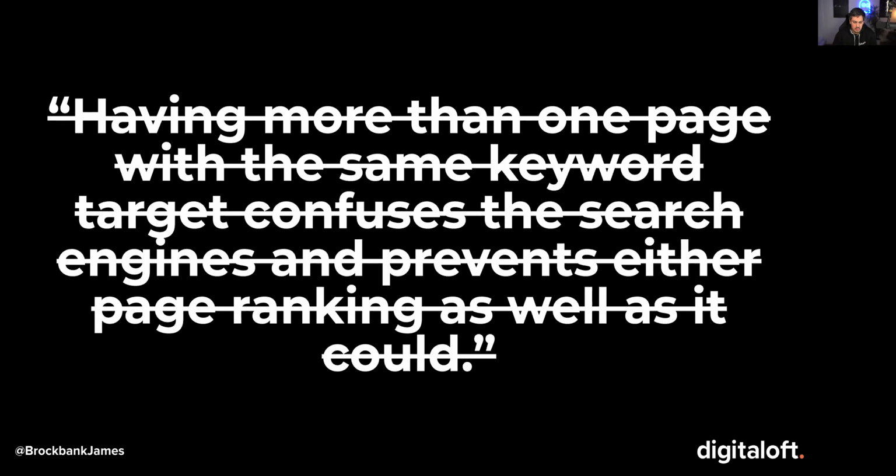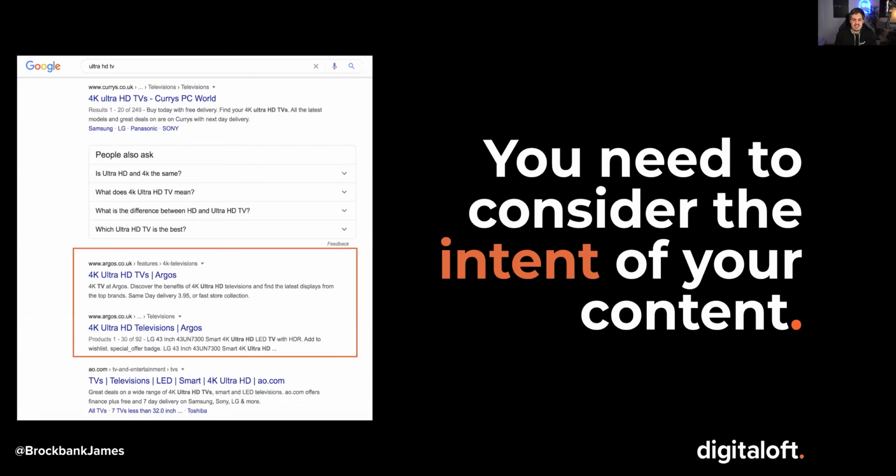So, what is it? Where do we start? Well, you need to consider the intent of your content, and that's where you need to start looking for keyword cannibalization issues. To give an example of this, let's look at the UK SERPs for Ultra HD TV. Here we see two URLs ranked from the same domain, argos.co.uk.